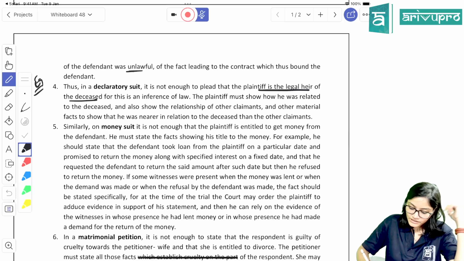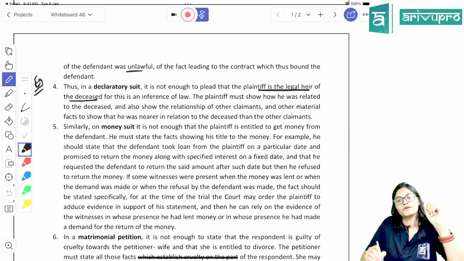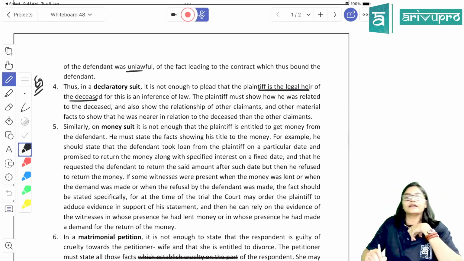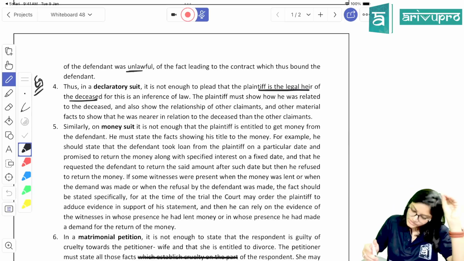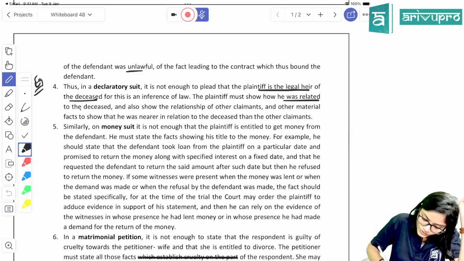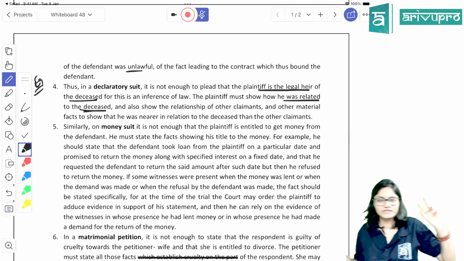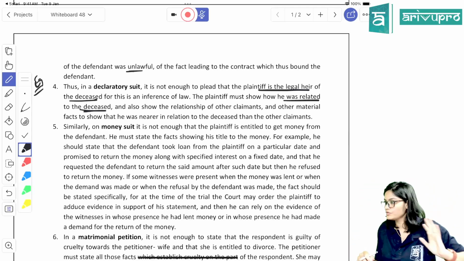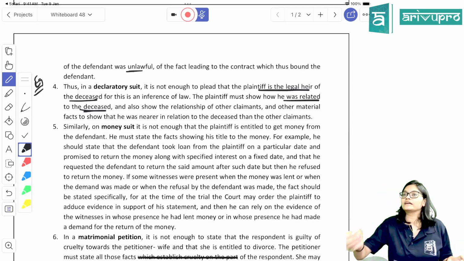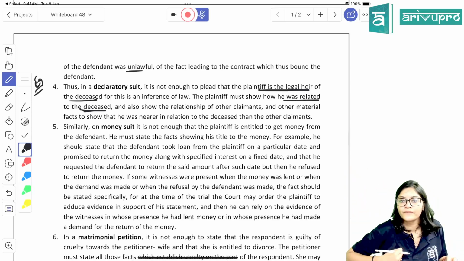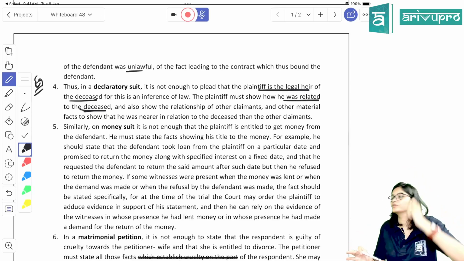In a declaratory suit, it is not enough to plead that the plaintiff is the legal heir of the deceased, for this is an inference of law. You don't have to give this declaration that I am the only legal heir and I should only get the property. No. You just show how he was related to the deceased, how this Ankit is related to the father. Father is dead. Now father's property should go to Ankit. Ankit has claimed for that. That is known as a declaratory suit, where you declare that this property will come to me. Right? So for a declaratory suit, you just have to explain how you were related to the deceased.